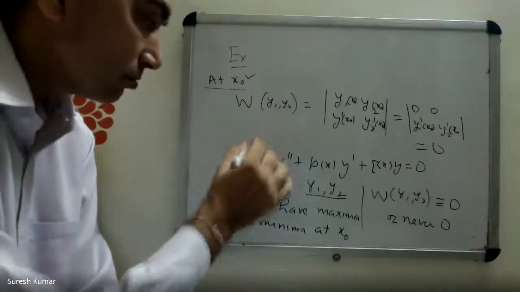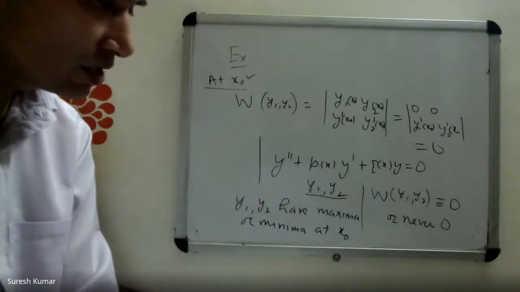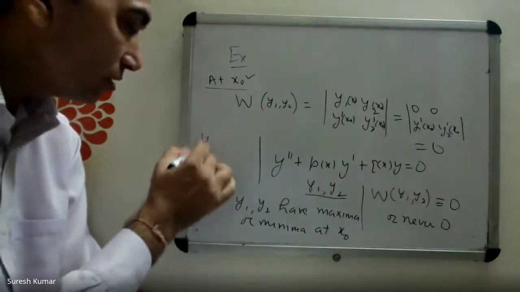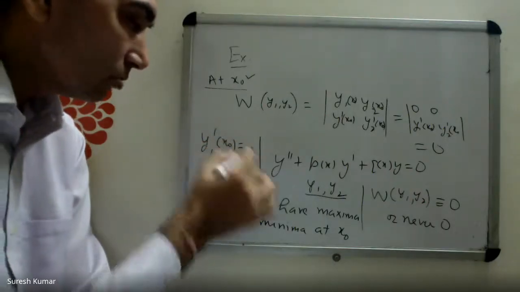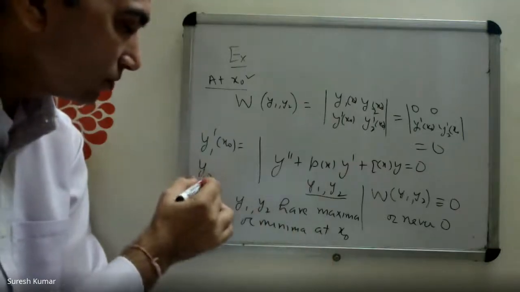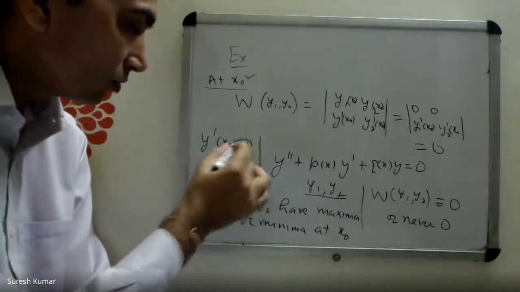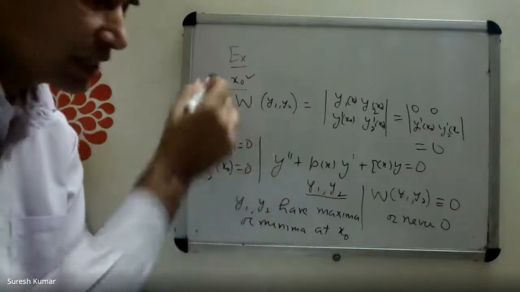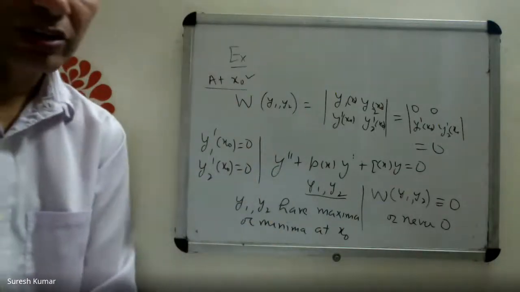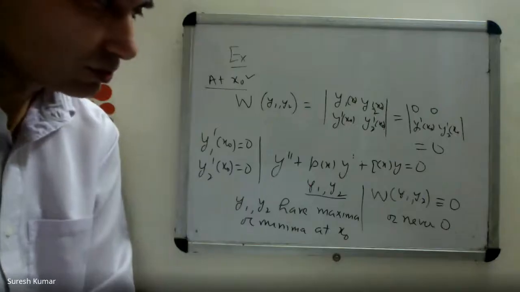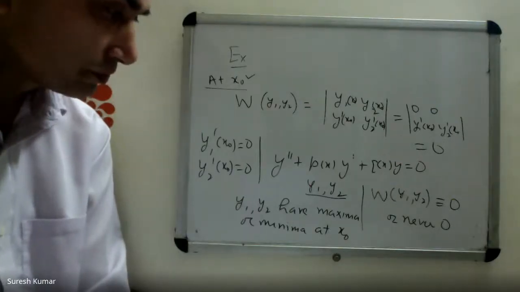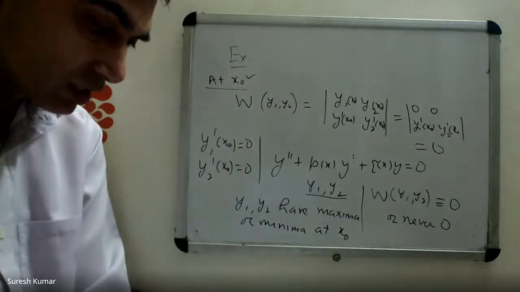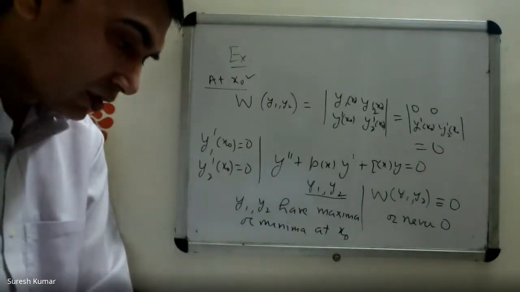They are linearly dependent. Why? Because y1 prime and y2 prime are 0 at some value of x. Because you know that if a function has a maximum or minimum at some point, its derivative should be 0 at that point, correct? Because x naught is a common maximum or minimum, these two should be 0. And if these two are 0, then the second row is identically 0 and you get the Wronskian 0 at x naught. But if the Wronskian is 0 at a single point, it means it is identically 0. So in this case also the solutions are linearly dependent.